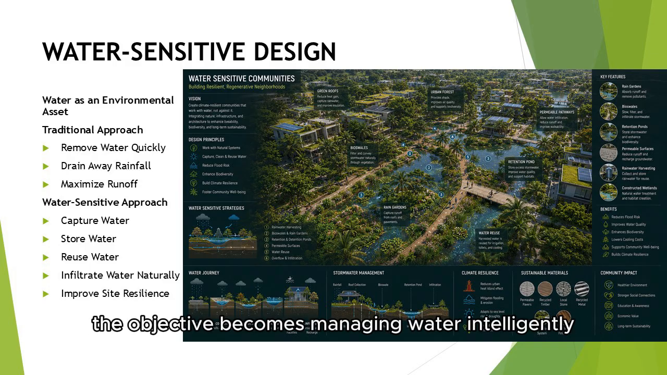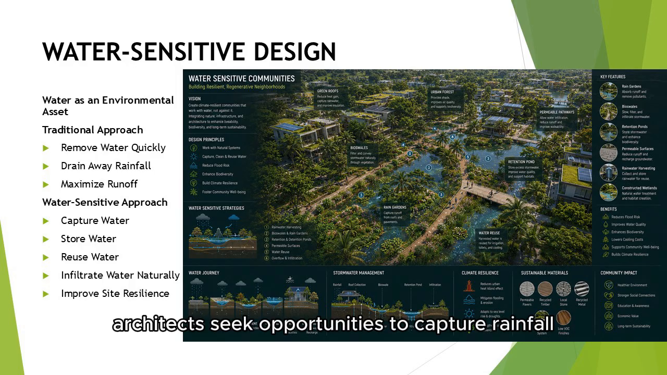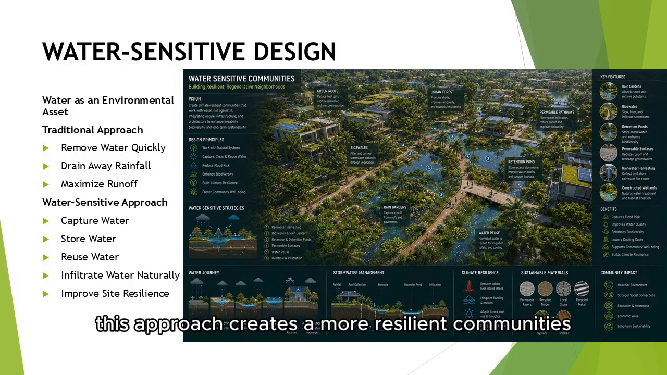The objective becomes managing water intelligently within the site. Architects seek opportunities to capture rainfall, slow runoff, improve infiltration, recharge groundwater, and reuse water. This approach creates more resilient communities.